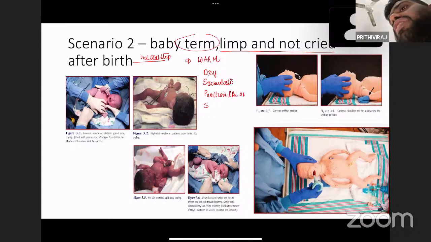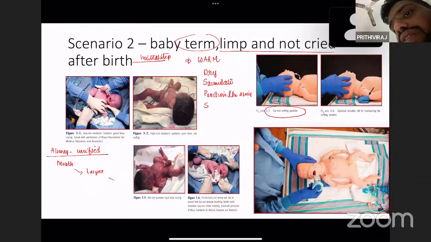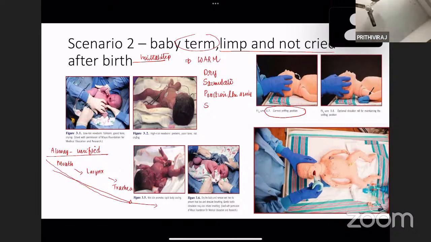What is positioning the airway? It is the sniffing position. So you are seeing the correct sniffing position. You have to slightly extend the head so that your airway gets aligned. What that means is your mouth, your larynx, and your trachea will become a straight line. When it becomes a straight line, the air will enter directly via the trachea into the lungs, and the child will get ventilation and start crying. For positioning the airway, this is known as the sniffing position, for which you can use a shoulder roll.